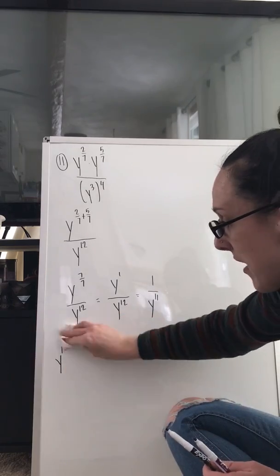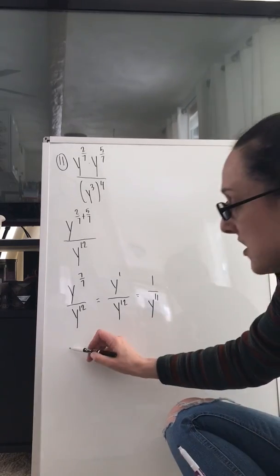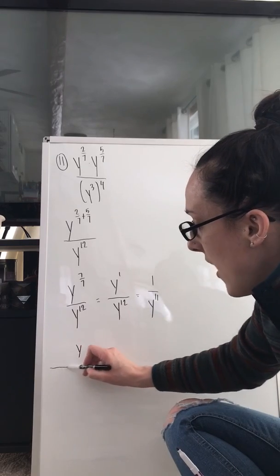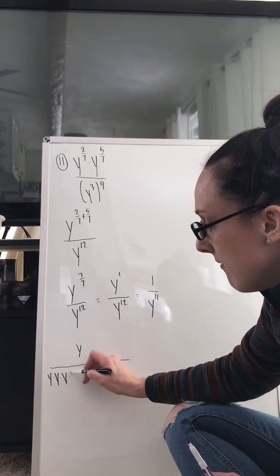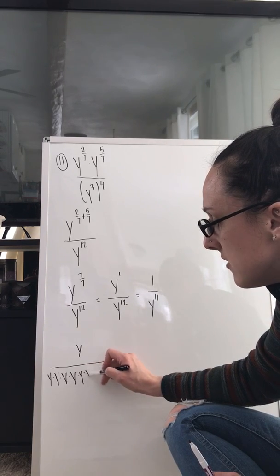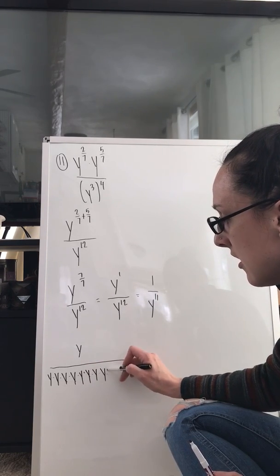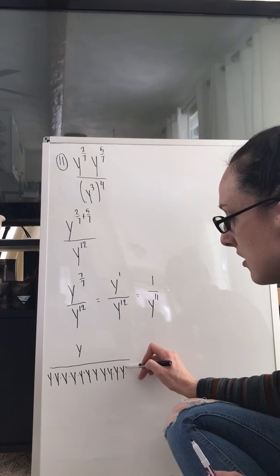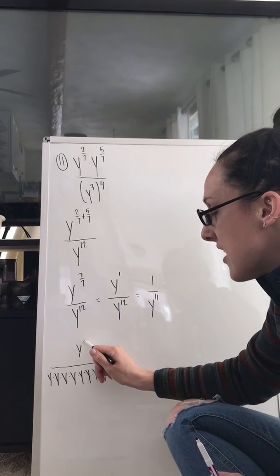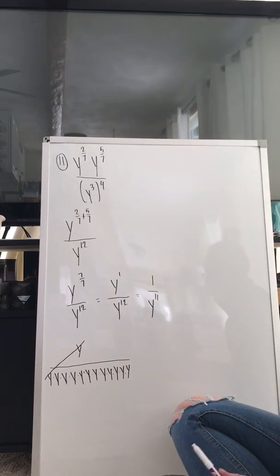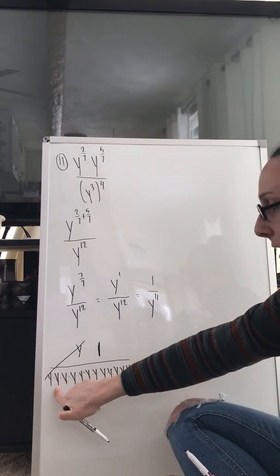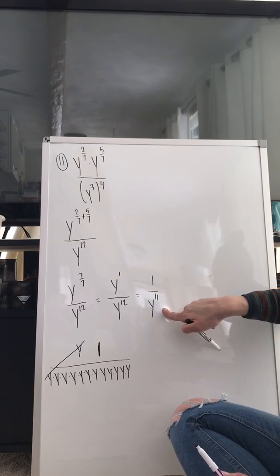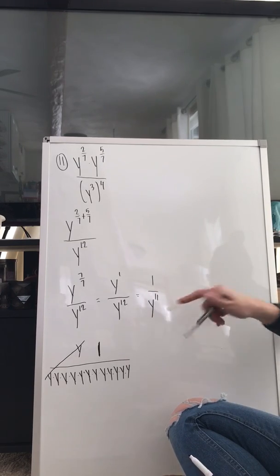Or if you want to think about it this way, what that's really telling me is I have 1 y in the numerator and I've got 12 y's in the denominator. 1, 2, 3, 4, 5, 6, 7, 8, 9, 10, 11, 12. So if I were to take the y's and cancel out the common y in the top and the bottom, I'm left with just a 1 in the numerator and I'm left with 11 y's in the denominator. So that's why that becomes 1 over y to the 11th.